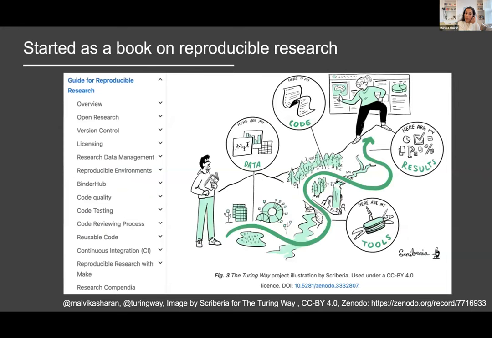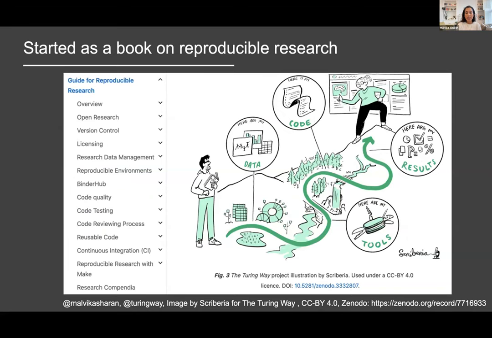The Turing Way started as a book on reproducible research in 2019. The initial group of people who came together were writing about computational reproducibility, mainly thinking about what it means to build open source tools, practices, and systems. How do we apply version control, licensing? How can we apply research data management approaches, code quality, code testing, and so on?